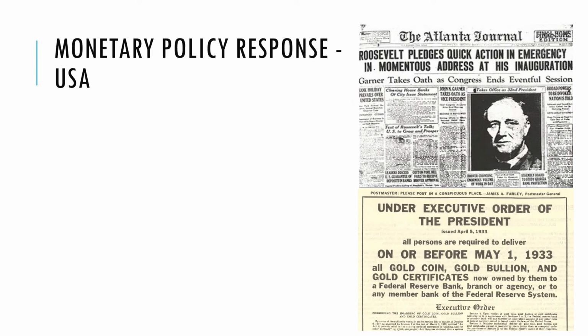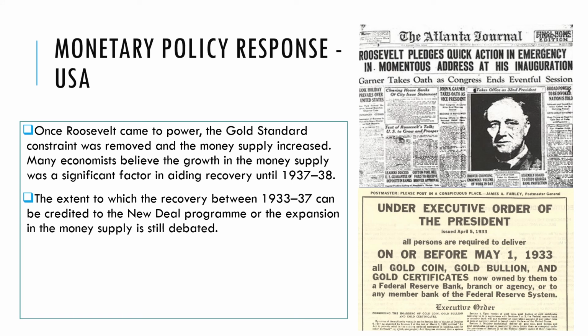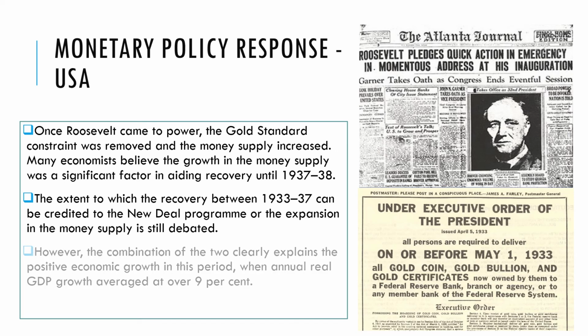They also introduced the monetary policy response. They removed the gold standard, so they said that money no longer has to be directly linked to an amount of gold, and as a result they were able to increase the money supply. Again, there is some debate over how much the increase in money supply helped the recovery, but certainly a lot of economists think it was significant. So between 1933 and 1937, the economy recovered, but it was 4 years after the recession had begun. And the combination of the two, the fiscal policy response and the monetary policy response, are credited with restoring GDP growth to about 9% average.